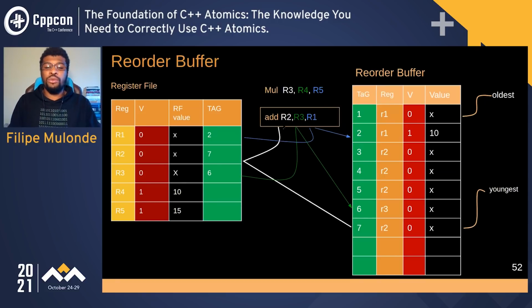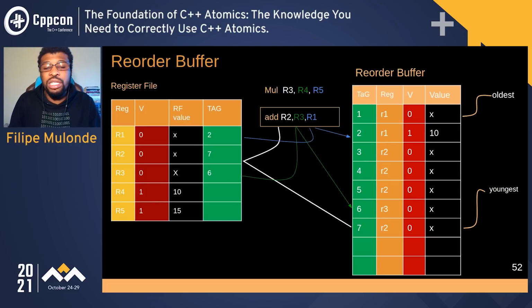When the second instruction arrives at decode stage, we allocate an entry for that instruction in the reorder buffer, and this instruction becomes the youngest. Knowing that this instruction is going to change register number 2, we go into the register file and we set the valid bit of register number 2 to 0. And we also write the address of the reorder buffer entry of that instruction into the register file. After that, we go after the operands of that instruction.